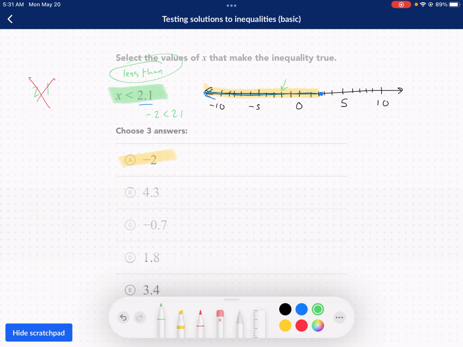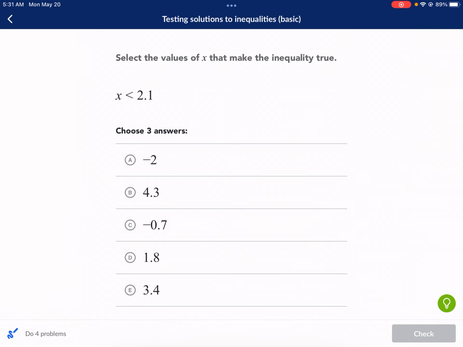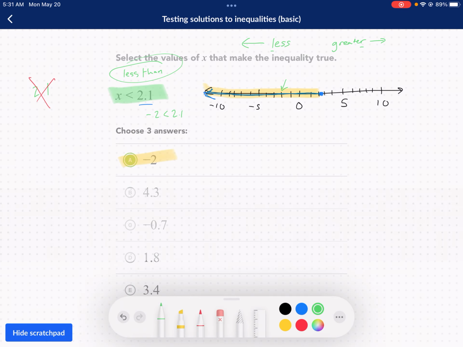When you're seeing less than on a number line, less is to the left, and greater is to the right. So you can see the R, right; L, less, to the left. I hope that helps a little bit. But anyway, negative 2 is to the left of 2.1, so therefore, we're going to select negative 2 as one of our choices.